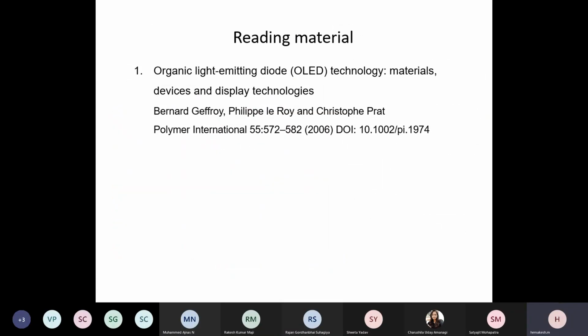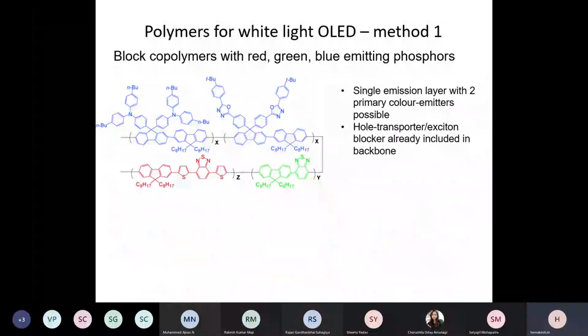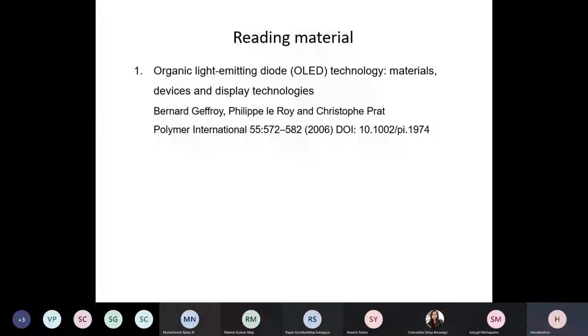Most of the topics I covered are from this review. So if there is any confusion on the topics, you can read this review. I would recommend to read at least how an OLED works from this review, which I'll share in the shared folder. Even if you don't go into these topics, at least read what is the basic principle of OLED operation.